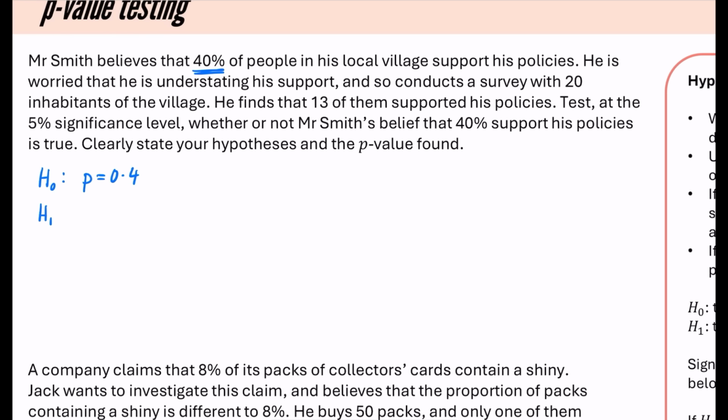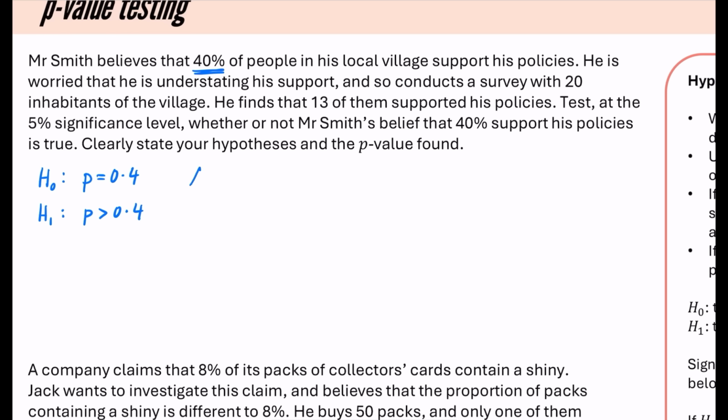And then his alternative belief is that he thinks he is understating his support, meaning that there's a chance that the support level is actually higher than 0.4. He actually thinks that it's higher than 0.4. And so he's going to conduct a survey with 20 inhabitants of the village.